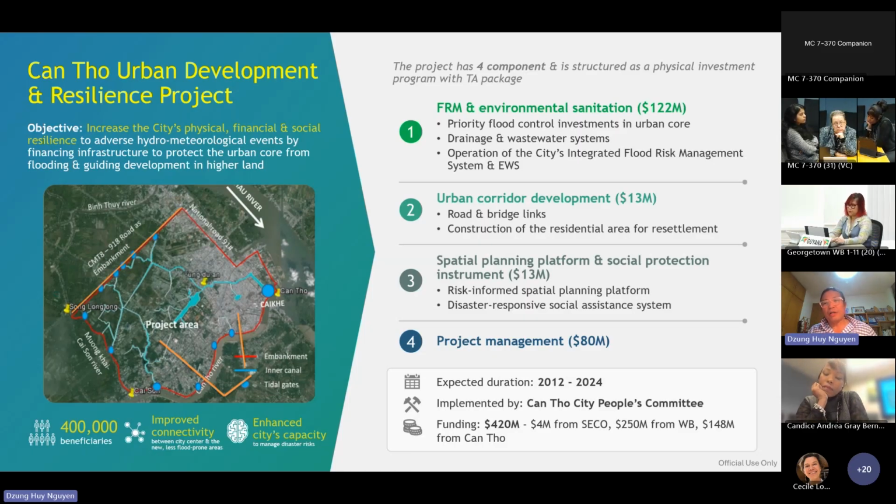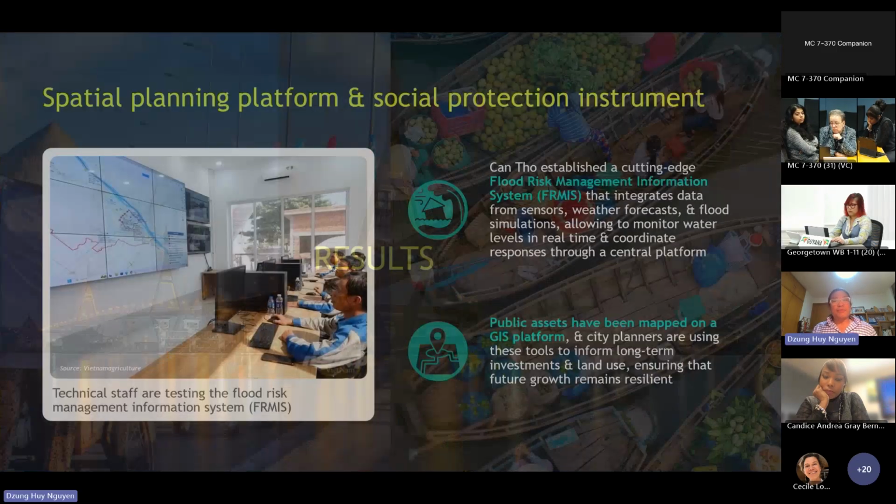The project is also co-financed by SECO, which provides grant money. SECO provided a total of 10 million in grants to the cities to co-finance some of the activities, partly for component three. Okay, here's some quick results.